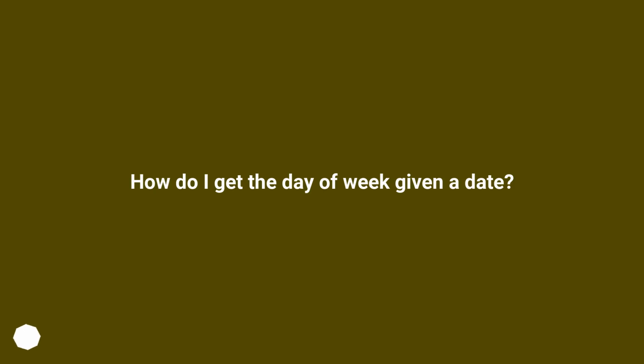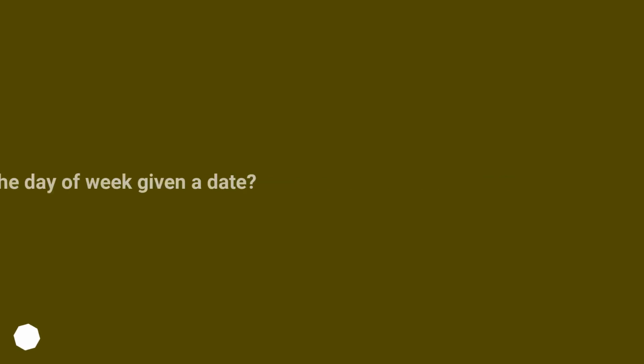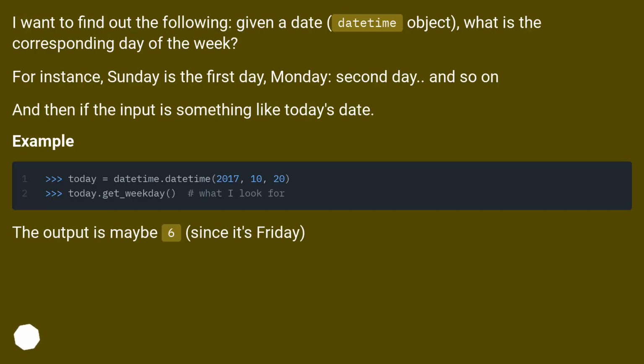How do I get the day of week given a date? I want to find out the following. Given a date, datetime object, what is the corresponding day of the week? For instance, Sunday is the first day, Monday, second day, and so on.